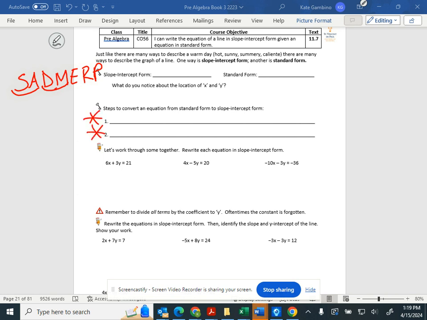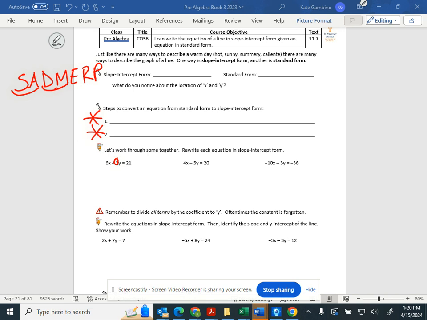You're going to want to write those on your help sheet. So hopefully you were filling out your binder page. So you'll be able to write your 2 steps on your help sheet. Move the x term to the other side using opposite operations. Divide every term by the coefficient of y. The coefficient is that number that's right in front of the variable. So you divide every term by the coefficient.